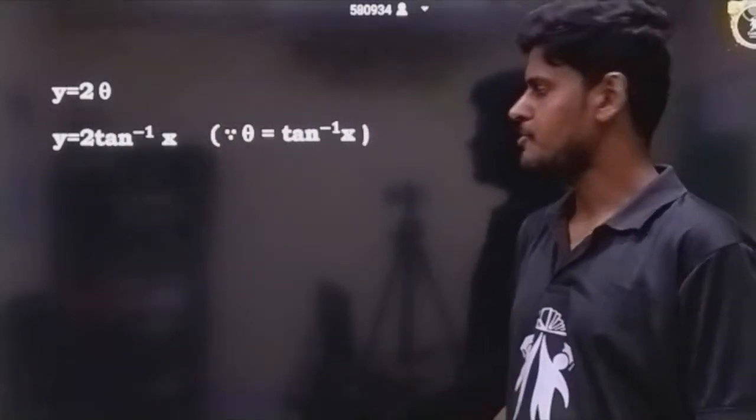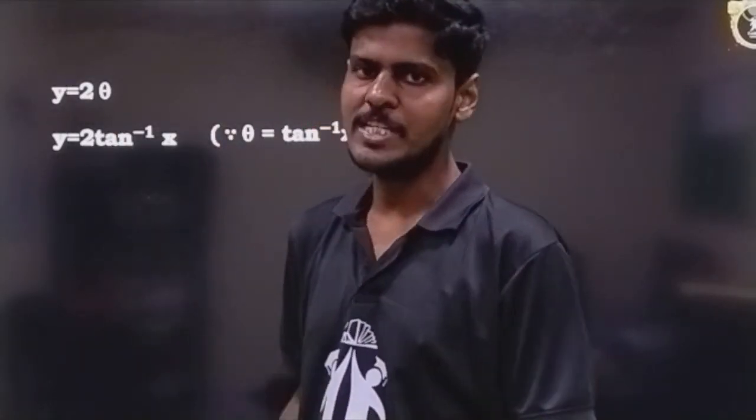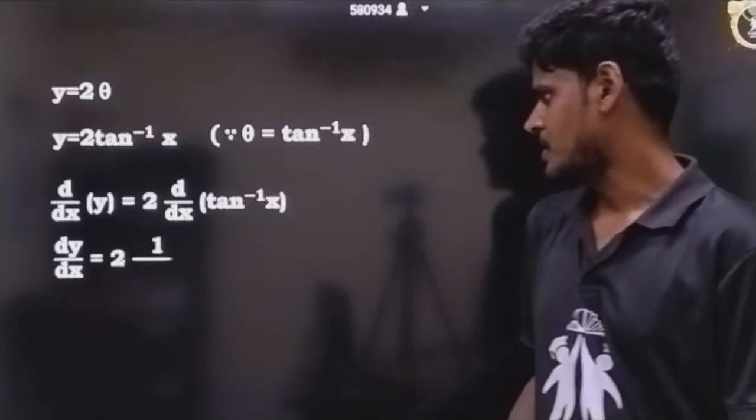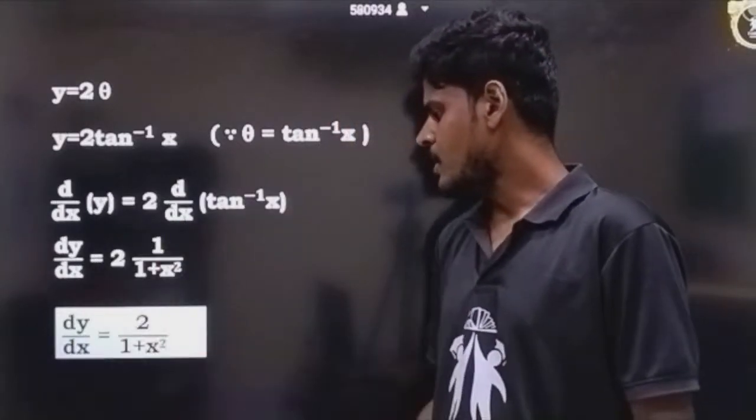Now what is the differentiation of 2 tan inverse x? 2 by 1 plus x square, simple. So differentiation of this is 2 by 1 plus x square.